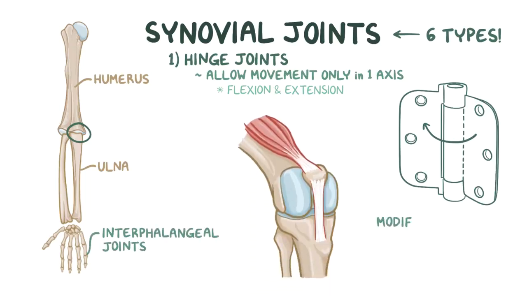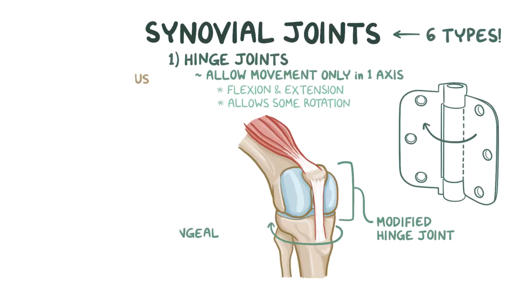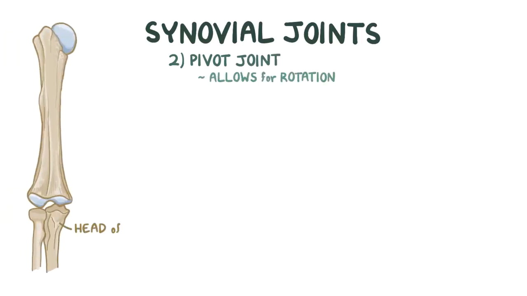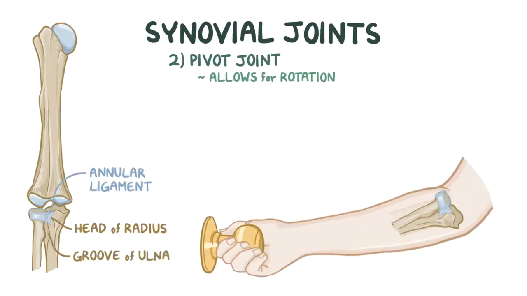The knee is a modified type of hinge joint, because in addition to flexion and extension, it also allows some degree of rotation. The second type of synovial joint is the pivot joint, which allows for rotation. There's a pivot joint where the head of the radius fits into a groove of the ulna within the annular ligament, and it allows the forearm to rotate, like when you turn a doorknob.